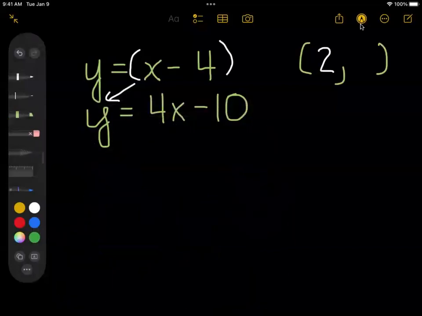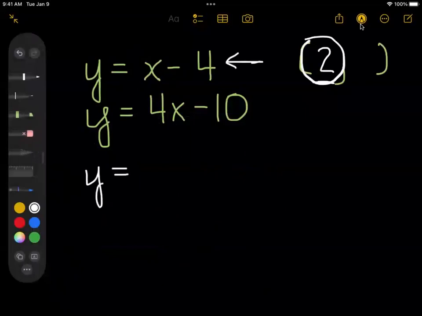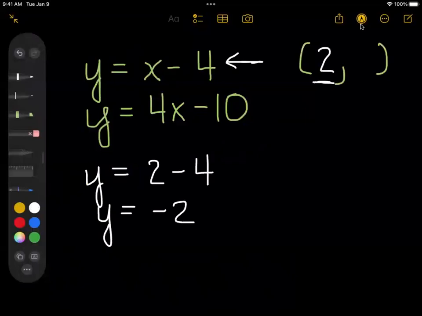Okay, and then I'm going to erase this, this, and this. Now from here, I can pick which equation I want to substitute into for x and then solve for y. I'm going to choose the first one since it seems like it is the easier equation. So I'm going to rewrite this as y equals, and replace x with 2, minus 4. Well, 2 minus 4 is negative 2. So that means y is equal to negative 2. So in our coordinate pair, I would come up and put negative 2 in the y spot.